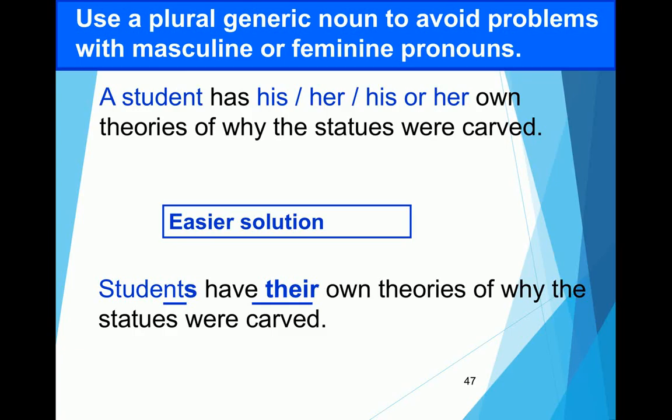Use a plural generic noun to avoid problems with masculine or feminine pronouns. For example, a student: when you say a student, you don't know if it's feminine or masculine. You could say has his or her own theories of why the statues were carved. But there is a much easier way. You can say students, in general, have their own theories of why the statues were carved.